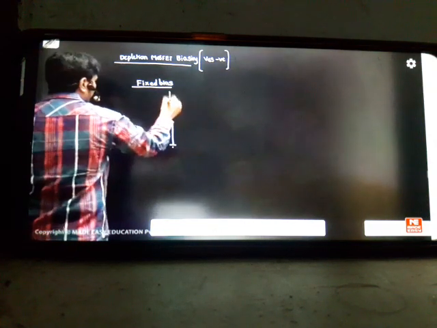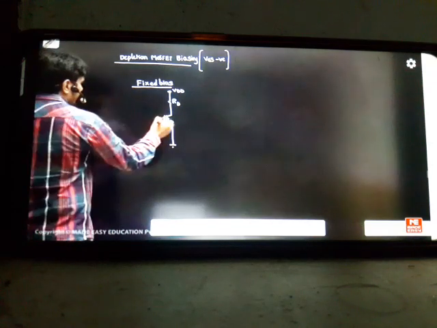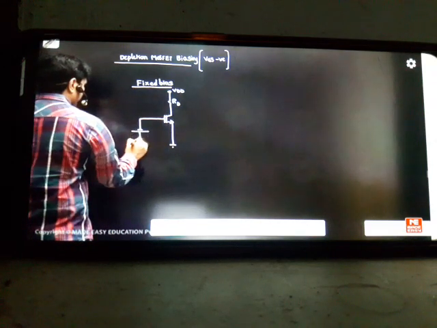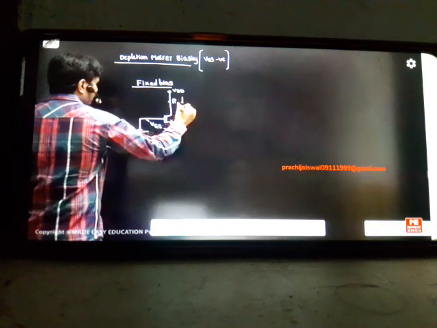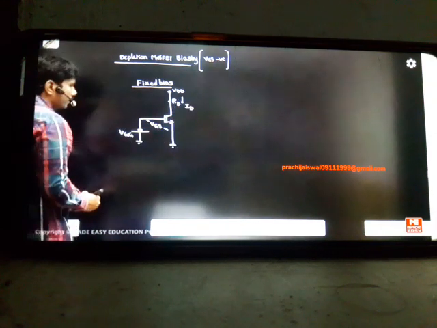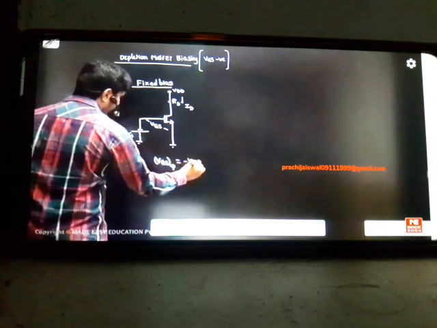The fixed bias circuit looks like this. This is RD, this is VDD. I'm not taking RG into account. Straight forward, I'm writing the negative battery directly. This is your VGS and this is your ID. So this is called the fixed bias circuit, which used two batteries in yesterday's class. The first, VGSQ in the problem, will be equal to minus VGG. This is the first answer.